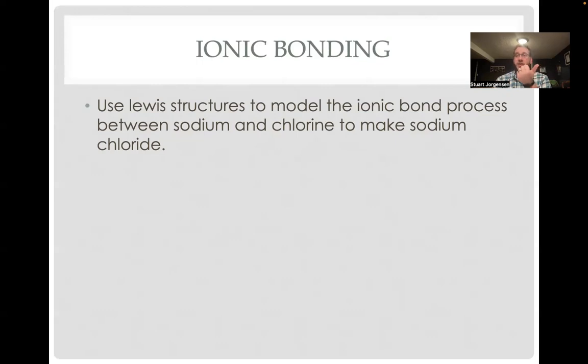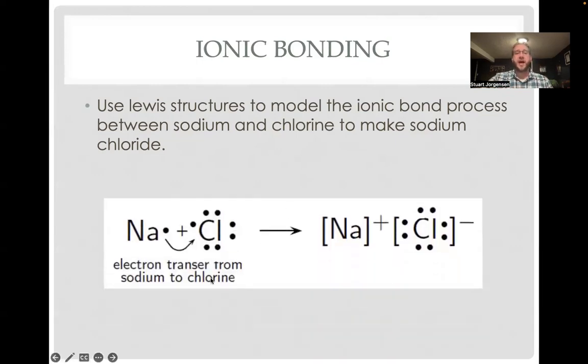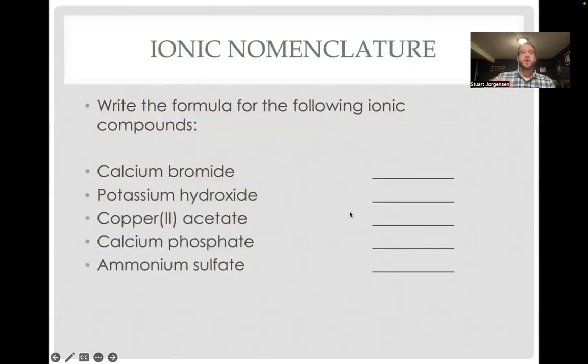Hopefully, you started sodium with 1 dot. Chlorine had 7. You showed that electron getting transferred to the chloride. This is where we get that ionic bond. It is the result of the transfer of those electrons, creating ions, sticking our particles together to form our sodium chloride particle. Cool. Now we get into the meat and potatoes, the ones we practice so much.